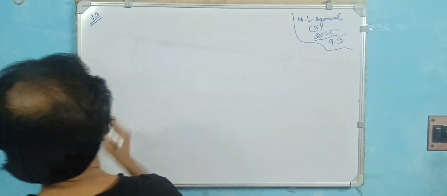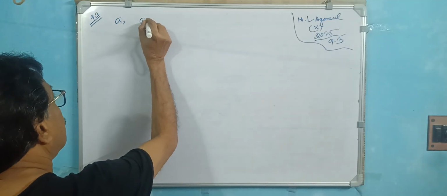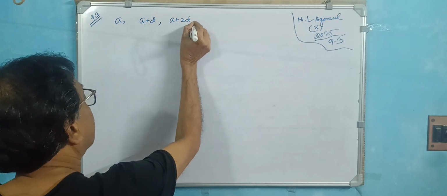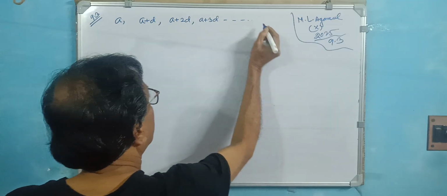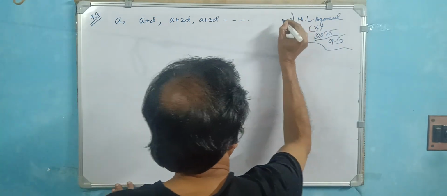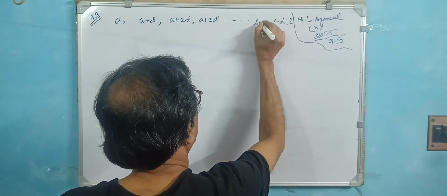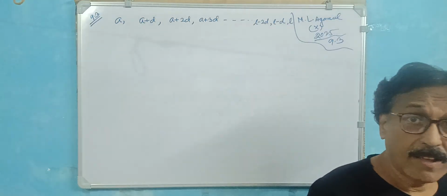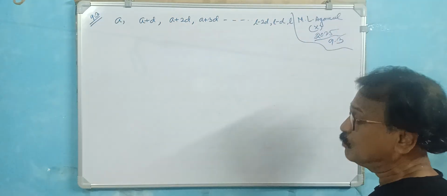Suppose A is the first term and the common difference is D. So you write A plus D, the next is A plus 2D, next is A plus 3D, as you already know. The last term is L. Before the last term, it is L minus D, then L minus 2D. Now what is the sum? What is the total value of these terms?